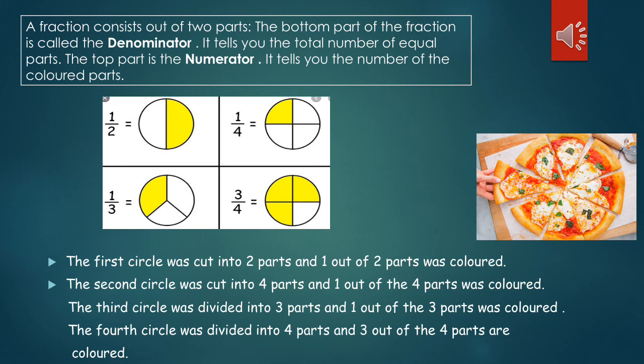A fraction consists out of 2 parts. The bottom part of the fraction is called the denominator. I call it the donkey. It tells you the total number of equal parts. The top part is the numerator. I call it net. It tells you the number of the colored parts. In other words, it's net on the donkey.